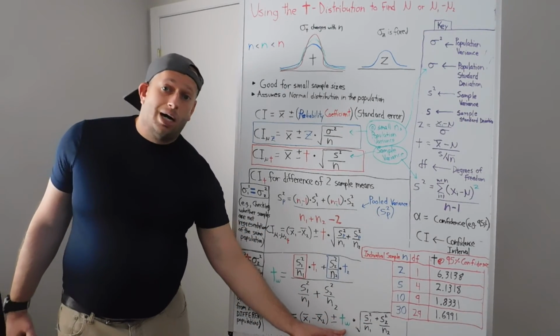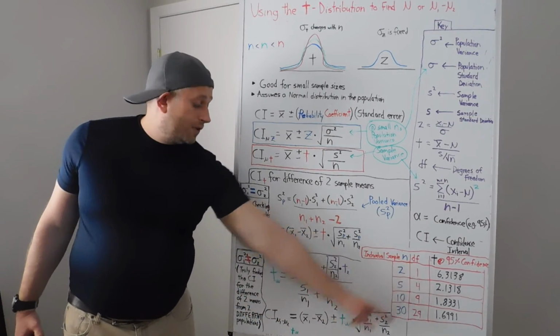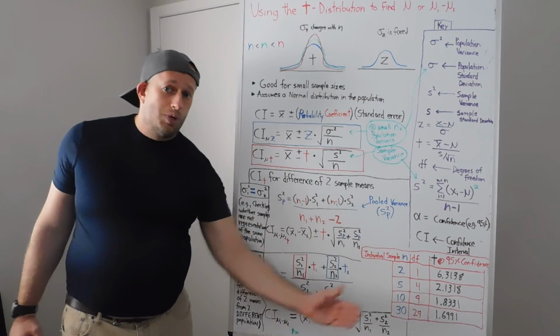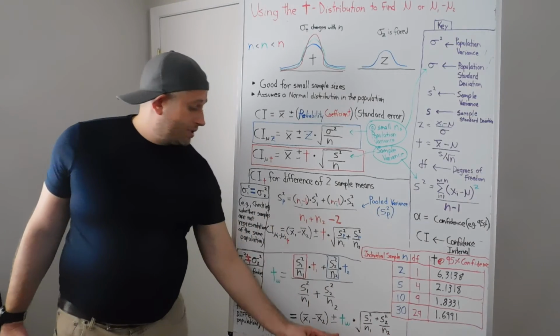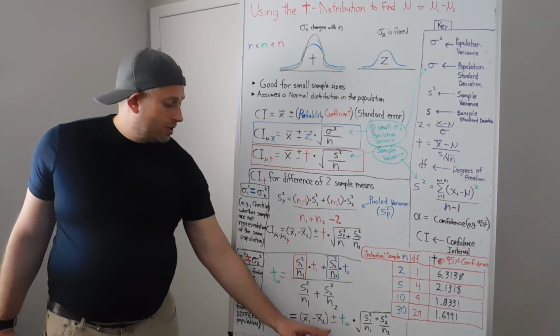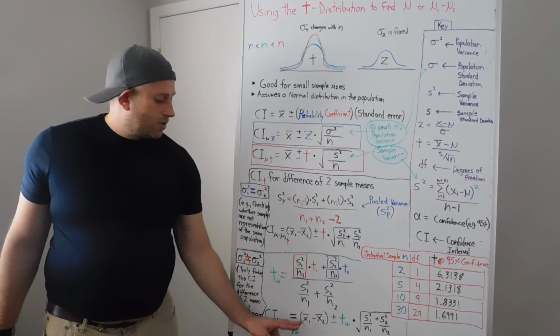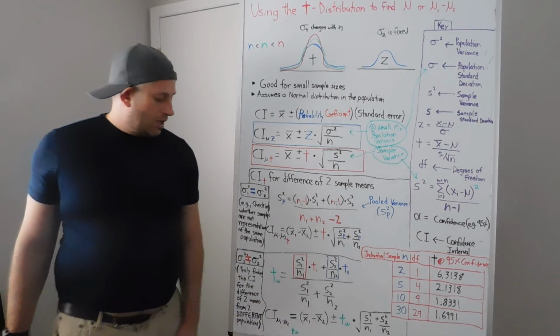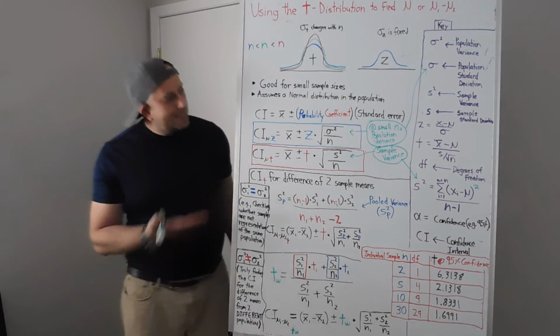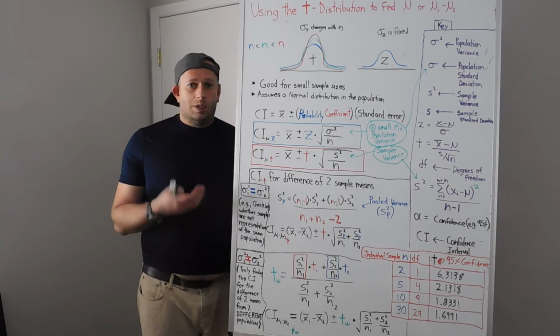We take that times our reliability coefficient, which is the number of standard deviations that we should use for that level of confidence, which we pick 95% as. And then we take plus or minus the actual differences of the averages for those two samples, and that gives us our confidence interval.